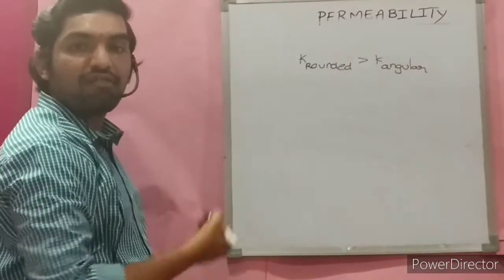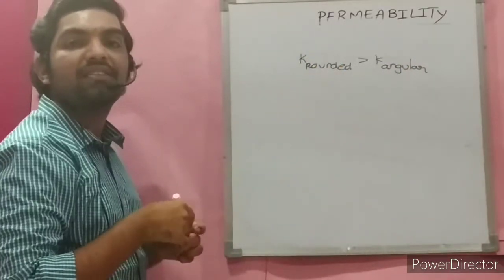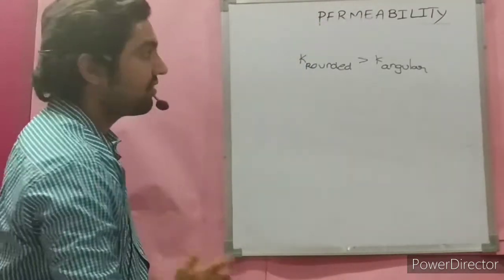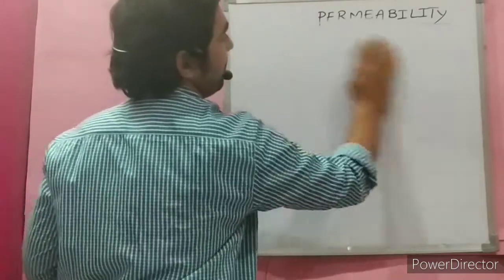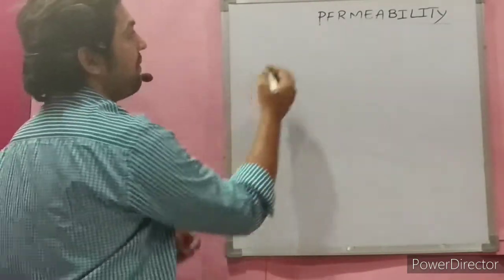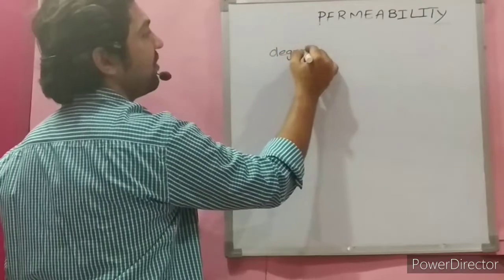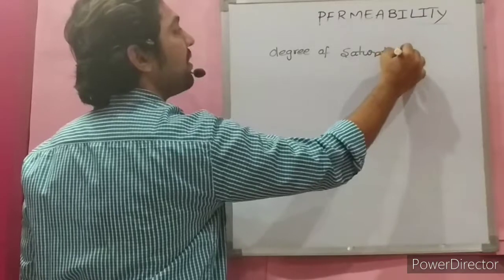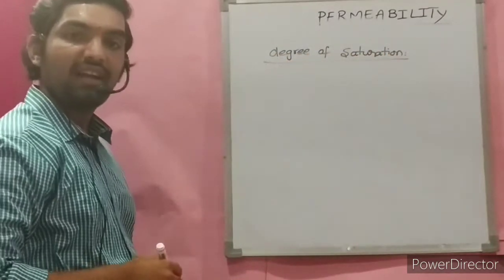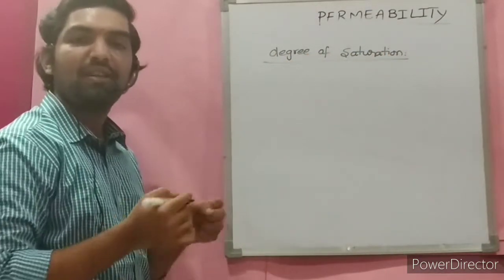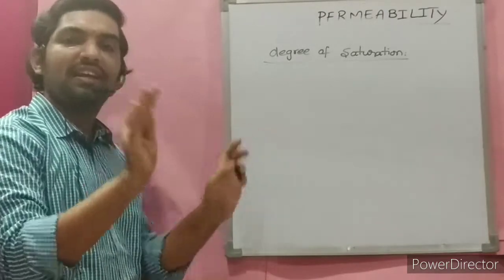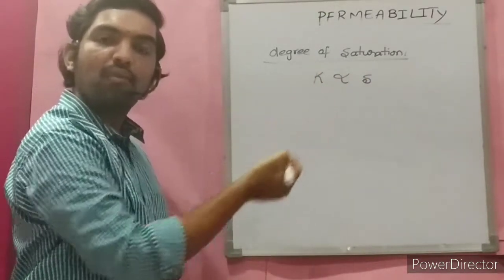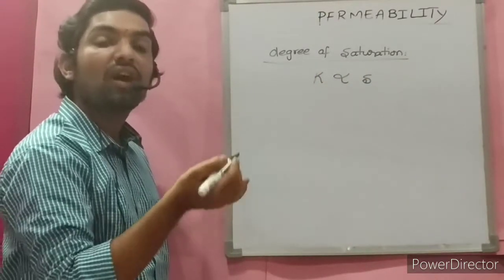Depending on the degree of roundness, you can say that rounded particles have more permeability compared to angular aggregates or angular solids. Permeability also depends upon the degree of saturation. If the soil is fully saturated, meaning no air in it, then it is more permeable. Partially saturated soil is less permeable.